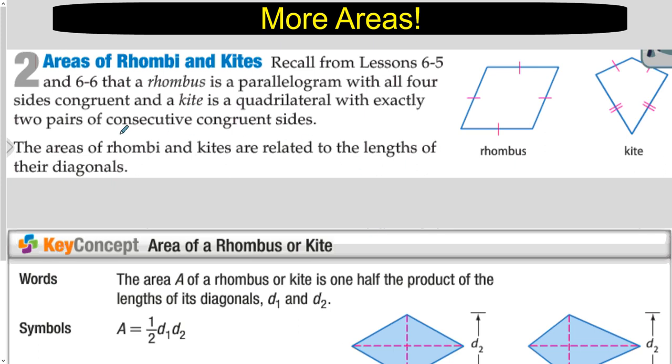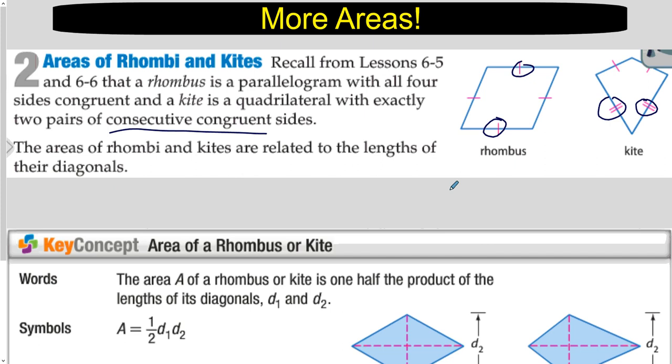So consecutive congruent sides means that the two congruent sides are next to each other, as opposed to opposite each other like they would be in a parallelogram. These are both kind of special quadrilaterals. A rhombus is a special form of a parallelogram. It's got all four sides the same. It's kind of like a rhombus is to a parallelogram as a square is to a rectangle. They're kind of special cases of those other figures.